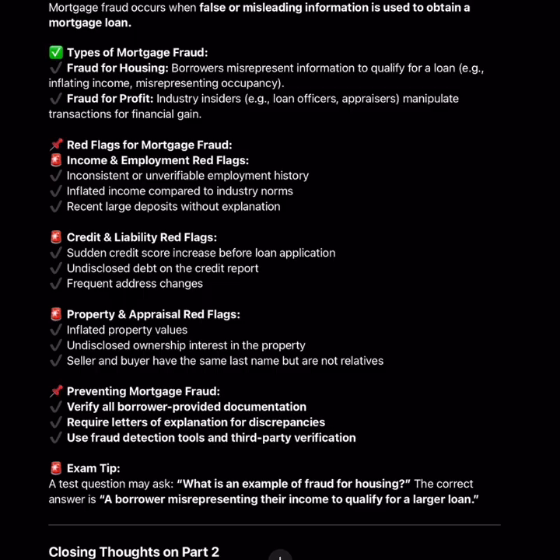Red flags for mortgage fraud. Income and employment red flags: inconsistent or unverifiable employment history, inflated income compared to industry norms, recent large deposits without explanation. Credit and liability red flags: sudden credit score increase before loan application, undisclosed debt on the credit report, frequent address changes. Property and appraisal red flags: inflated property values, undisclosed ownership interest in the property, seller and buyer have the same last name but are not relatives.